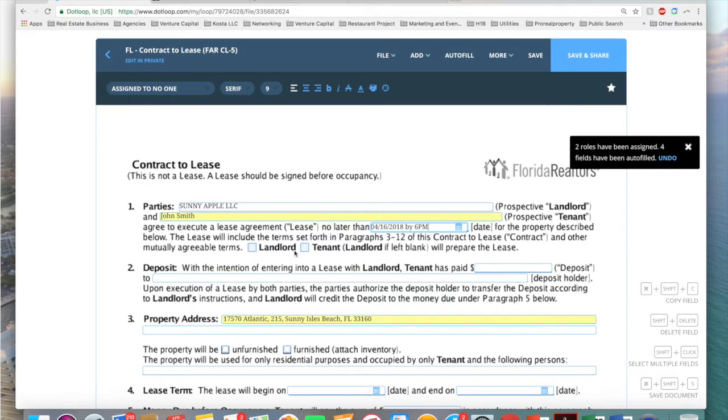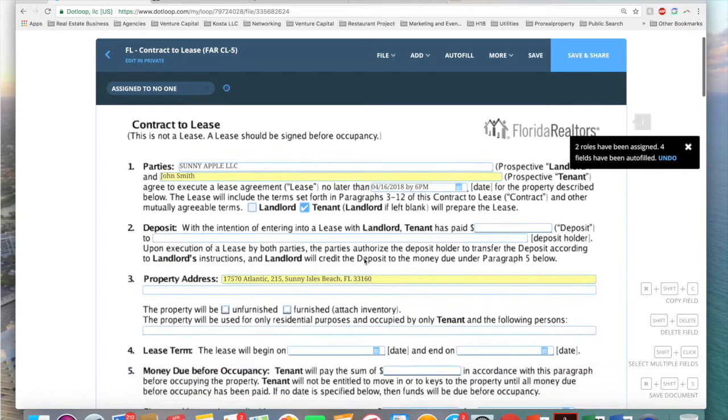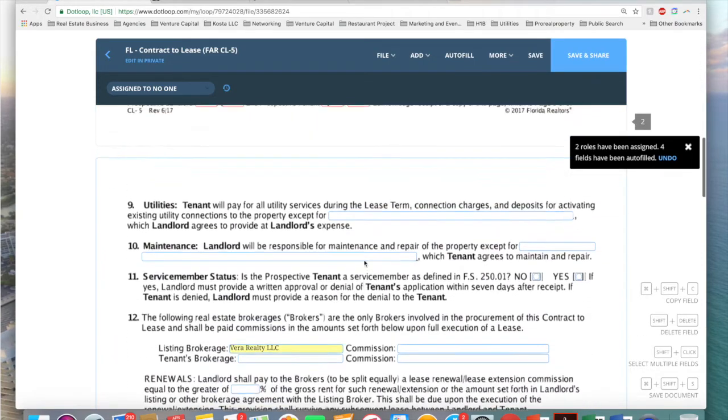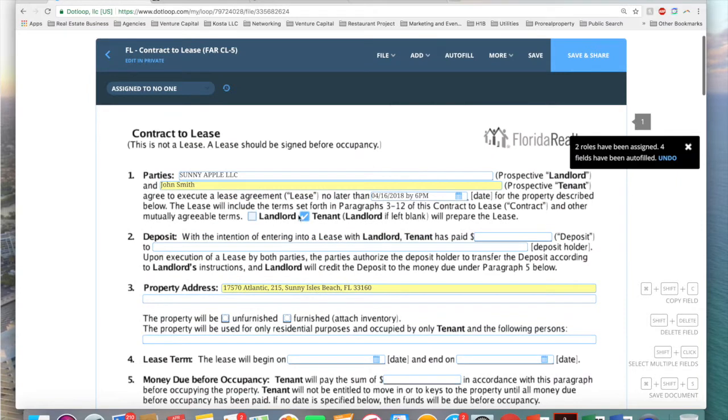In our case, for practice, we will prepare the tenant agreement as well in the same training, so I'll click here. If you leave it blank, it will be landlord who will be preparing the lease, the full lease agreement, because this is just the beginning. This is the contract to lease. This is an offer. Following the offer, there is a 17-page full lease agreement. So let's move forward.